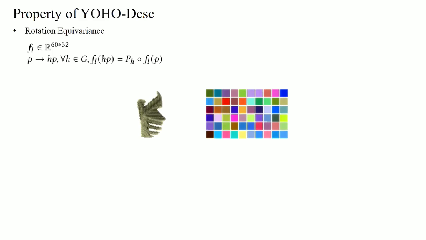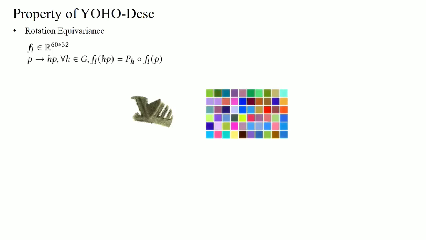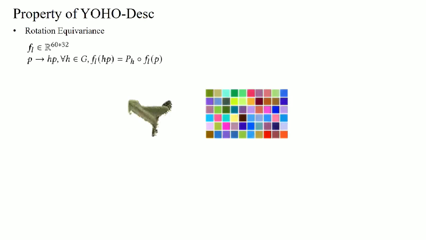The left is the point cloud, and the right is the Yoho disk. There are 60 squares, meaning 60 rows of Yoho disk, and each row of Yoho disk has different values, meaning different colors here. And if we rotate the point cloud using rotations in the group, the color will not change, but the location changes. It means the row permutation of Yoho disk.